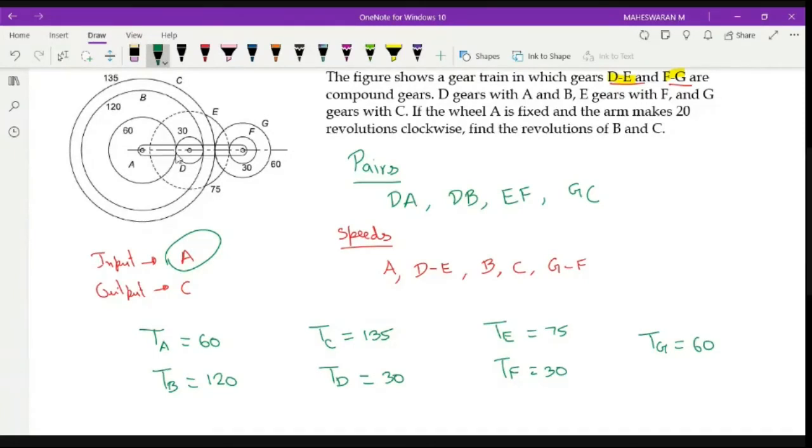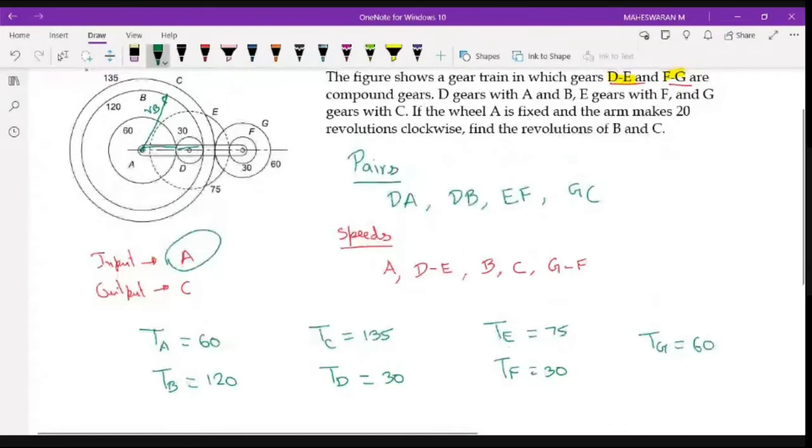Sometimes they won't mention what is the teeth for D. In that case, you can identify that. How to identify? You know, from here to here, it is RB. So this RB is equal to RA plus 2 times RD. I can write that equation to identify the number of teeth in D if they are not specified, right? So since everything is specified, no need to do that work. So it is already available. So we can directly solve this problem.